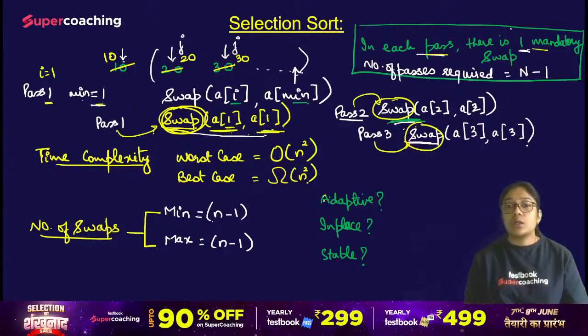Okay, now focus on the properties. Is it adaptive? Is it in place? Is it stable? Adaptive means in worst case or best case it shows different behavior. Is it showing different behavior? No. This means that it is not adaptive. Not adaptive. Okay, let's talk about in place.